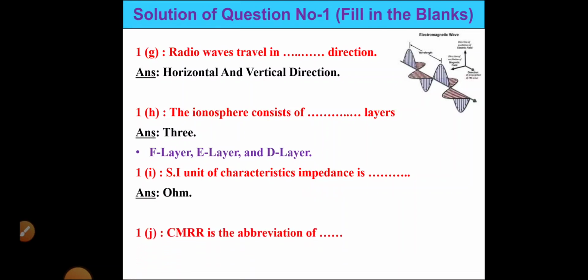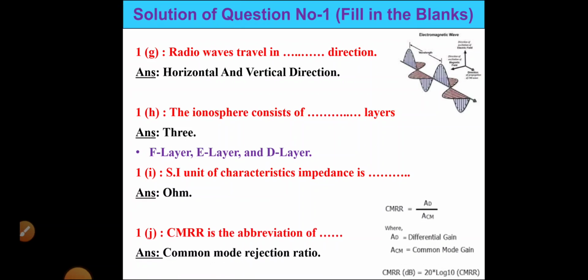CMR is the abbreviation of what? CMR is the abbreviation of common mode rejection ratio. It is the ratio between the differential gain and the common mode gain, that is A_D by A_CM. A_D is the differential gain, A_CM is the common mode gain. If you calculate this value in dB, CMR in dB will be equal to 20 log 10 CMR.